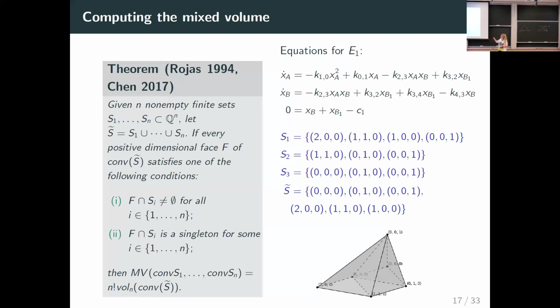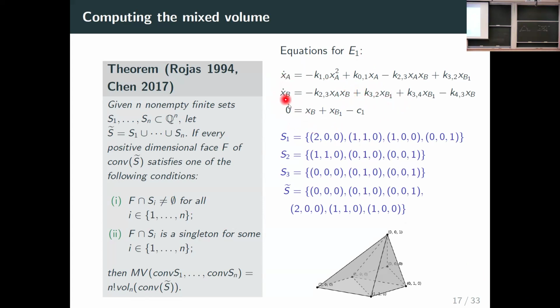So there's this nice theorem that I believe appears in a paper by Rojas in 1994, and then again in a paper by Tianren Chen in 2017. So here, what we can do is, if I have a series of equations, I'm going to get 3 equations here.